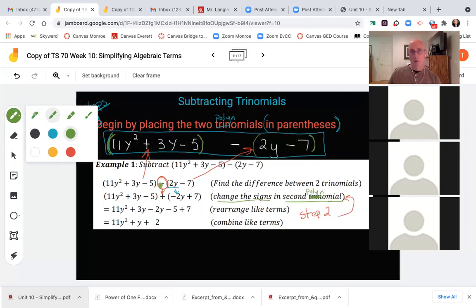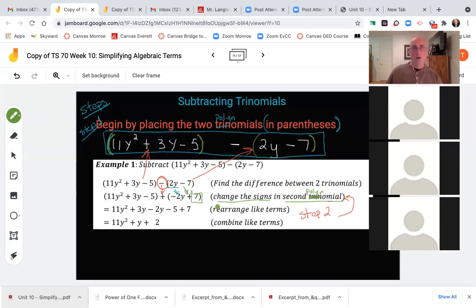You might recall from when we started talking about dealing with integers, positive and negative numbers, that when you have a double minus, it becomes plus. So those two minuses, this minus and this minus, became plus 7 here. You'll notice that it's different. We've changed the sign. We'll go through a couple of these.